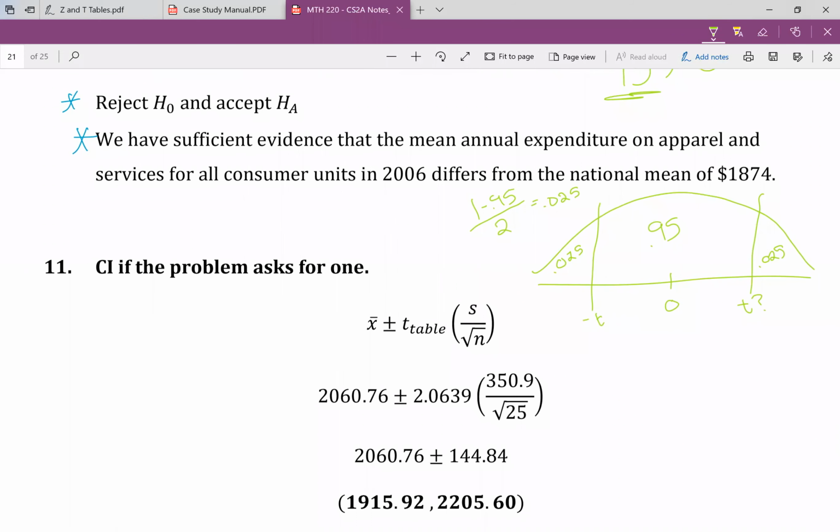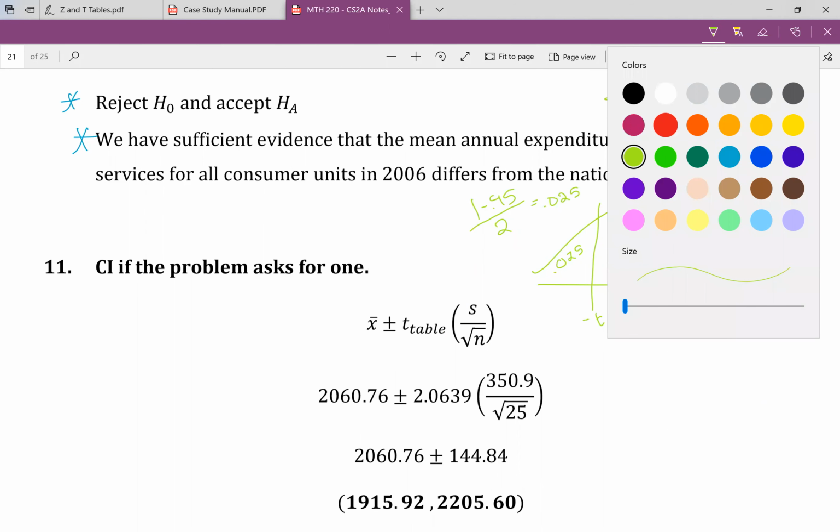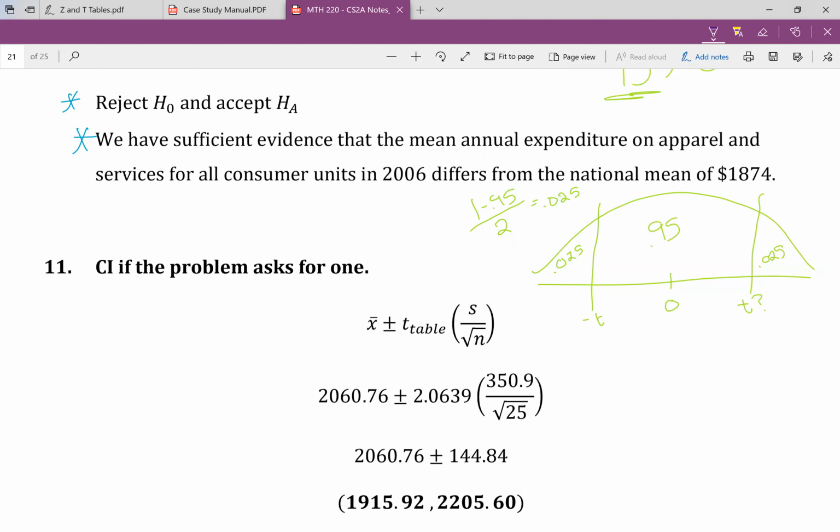So your final confidence interval should be 1,915.92 to 2,205.60. You don't have to show this step here if you don't want to, but keep in mind all of this in this purple box, multiply, divided, is what gets me that 144.84. That's going to be the margin of error in our problem here.